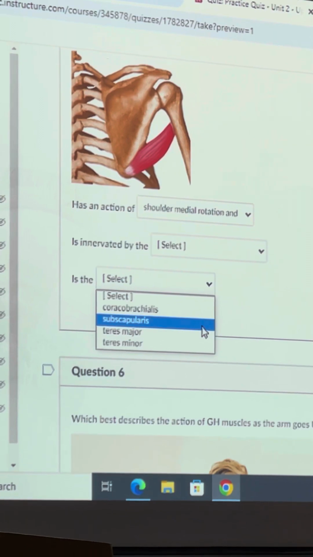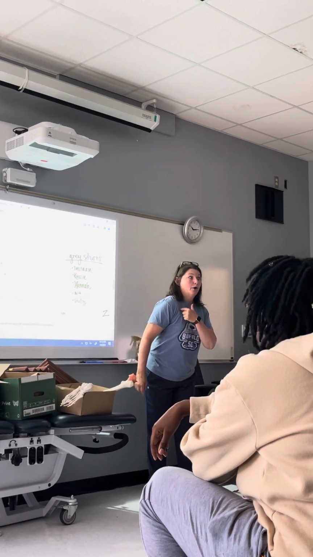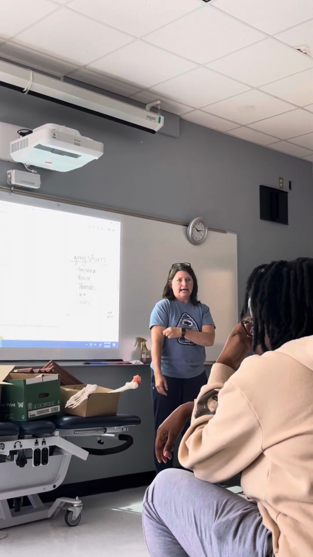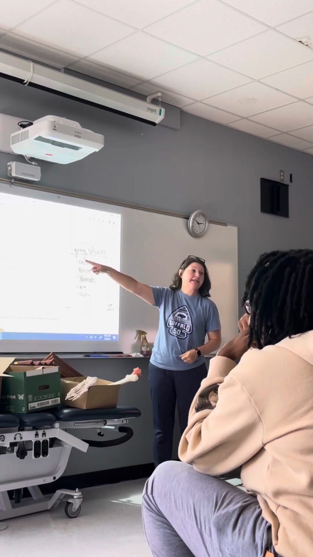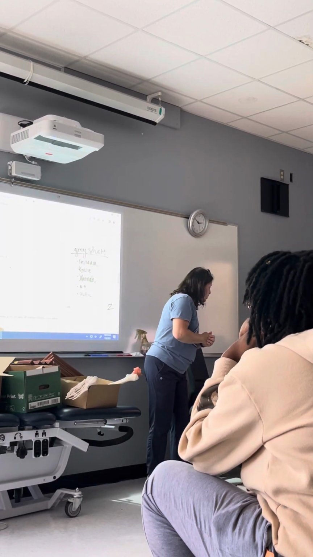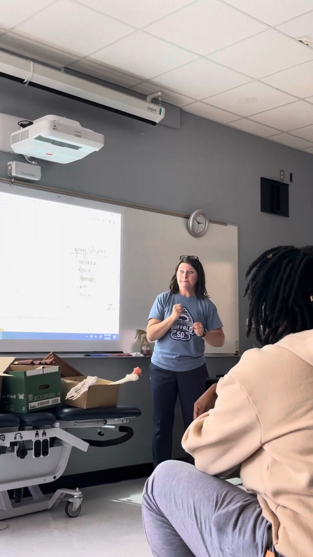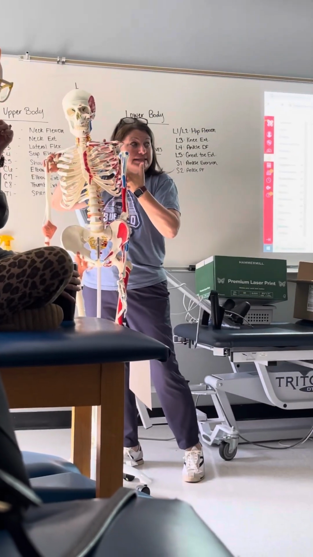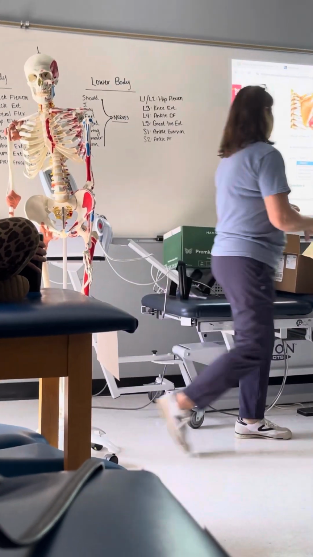Where is your coracobrachialis? Coracobrachialis, from coracoid to your humerus somewhere, is all you need to know, because that's clearly not coming from the coracoid. How do you know it's not the subscapularis? Because that's tempting. Yeah, subscapularis lives on the subscapular fossa of the scapula, so that's not happening.